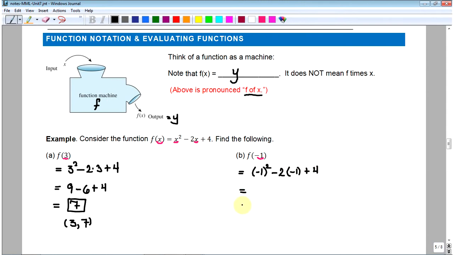And now we just have an order of operations problem. Doing our exponent, negative 1 squared is 1. Negative 2 times negative 1 is positive 2 plus 4. And it looks like we end up with 7 for our answer again. So we found f of negative 1 equals 7. So again, that means we know that the point negative 1, 7 is on the graph of that function.